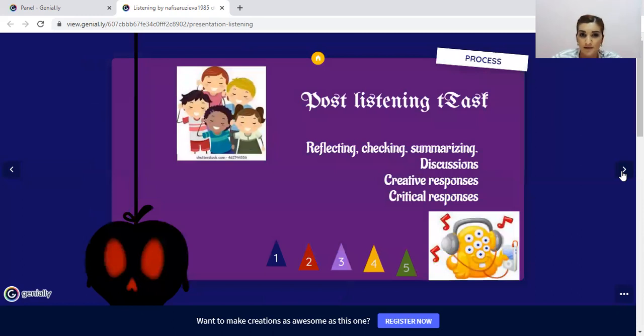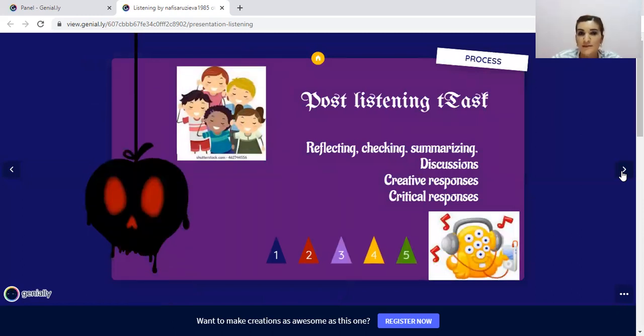Post-listening task. So what is it? This is a very crucial part because in this part students will summarize, check, and discuss their understanding of the listening task. They will give creative responses or critical responses, like what they would do if they had some kind of problem or situation according to the text or listening activity.